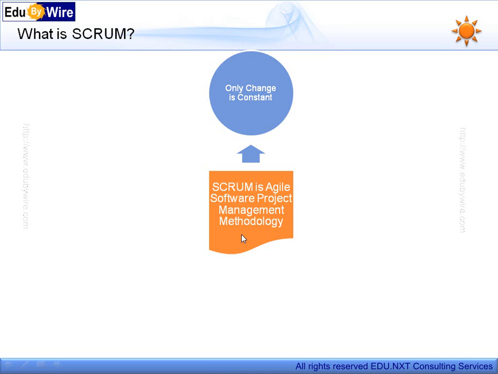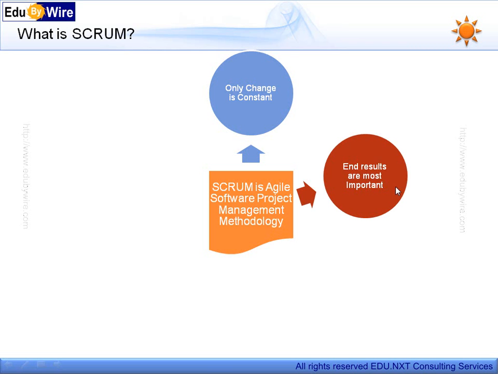In a typical software development project, nothing is fixed. Only change is constant. You must have experienced during software development, requirements change, plan and business drivers change, resources change, technology changes. Scrum is designed to manage these changes.